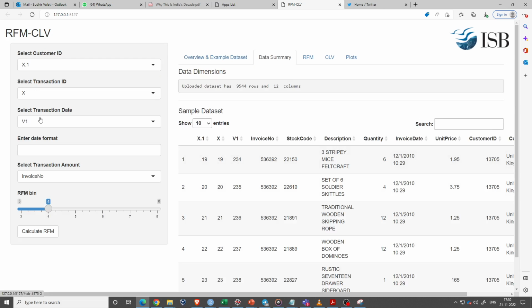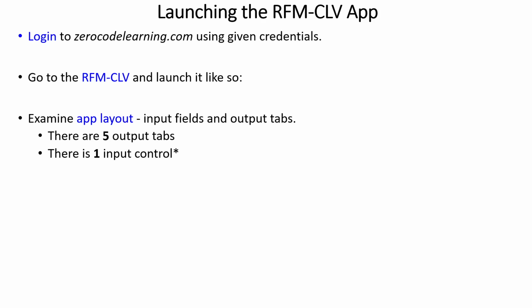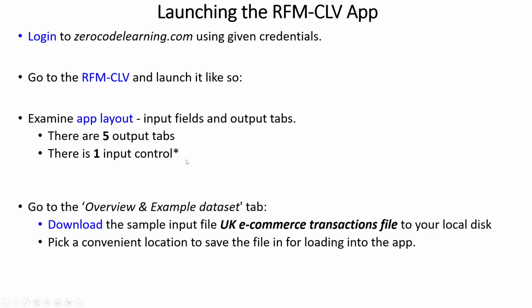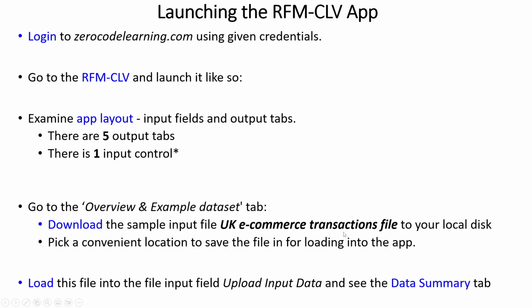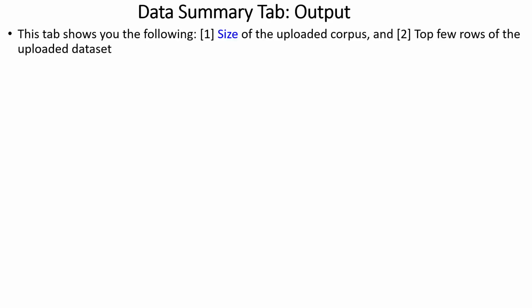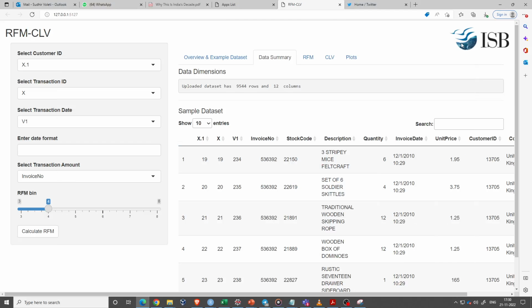Once it has loaded, please go to the data summary tab. And suddenly now you see there are a number of other fields which have opened up here. So we'll have a look at that. Let me quickly go through the slides. So we were here. There was seemingly only one input control, that file upload. But please download this one and send it up. And after that, we are heading to the data summary tab. Let's go there. Now, the data summary tab will show you the following things: the size of the uploaded corpus and the top few rows of the uploaded data set.